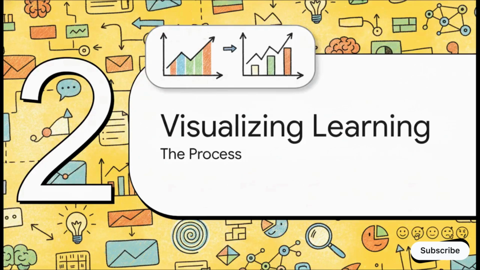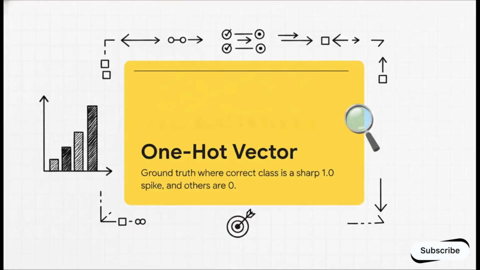Section 2, visualizing the learning process. The absolutely crucial point here is understanding our target. In machine learning, the truth is usually represented as a one-hot vector. Mathematically speaking, it's a probability distribution where the correct class is a single, razor-sharp 1.0 spike, and absolutely every other possible class is exactly 0.